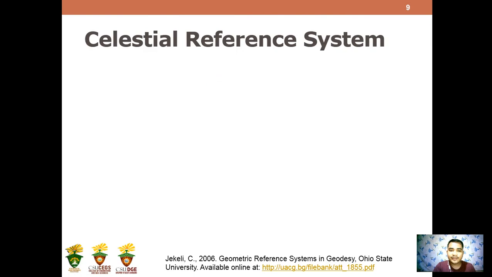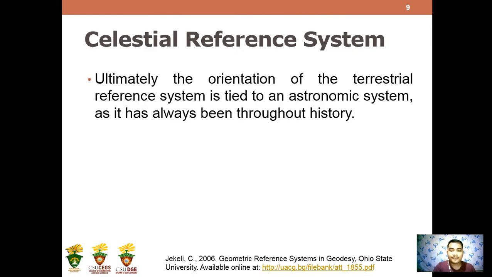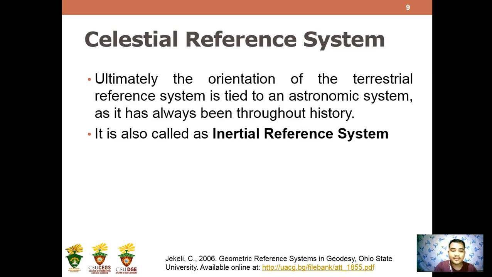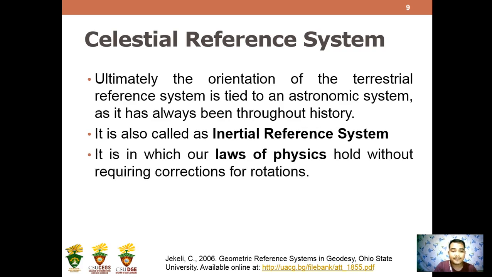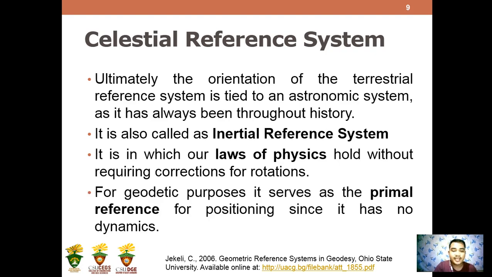So let's go now to the celestial reference system. Ultimately, the orientation of the terrestrial reference system is tied to an astronomic system, as it has always been throughout history. So it is also called the inertial reference system. It is one in which the laws of physics hold without requiring corrections for rotations, and for geodetic purposes, it serves as the primal reference for positioning since it has no dynamics.